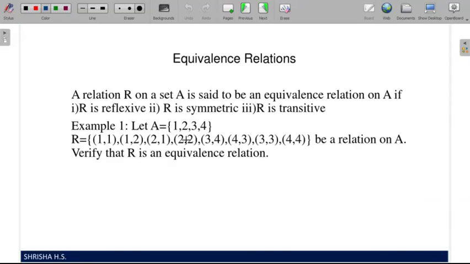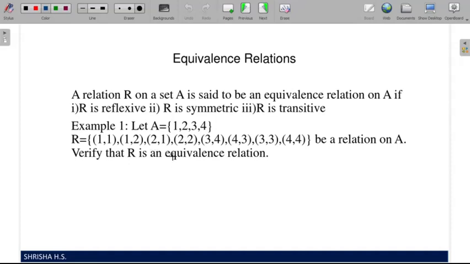In this video, we will discuss equivalence relation. A relation R on set A is said to be an equivalence relation if R is reflexive, R is symmetric, and R is transitive. In previous video, we have learned how to recognize a relation as reflexive, symmetric, and transitive. So, when a relation is given and all these three conditions are met, then it is said to be an equivalence relation.